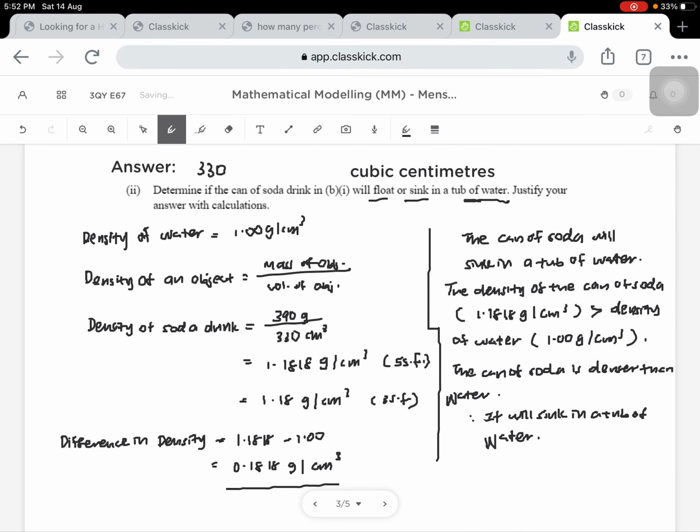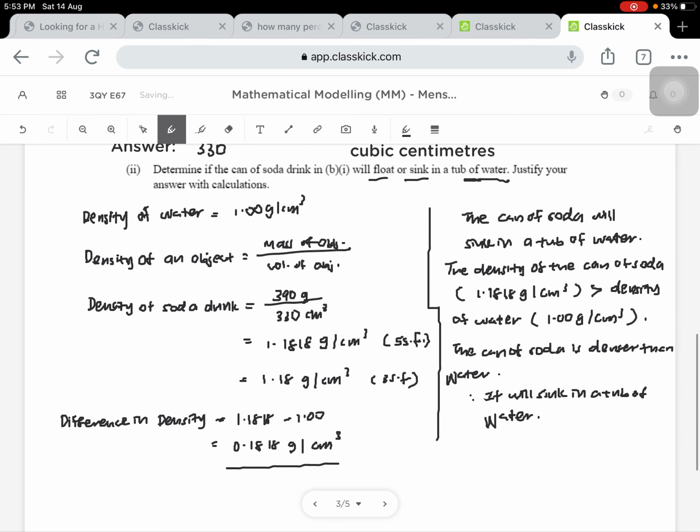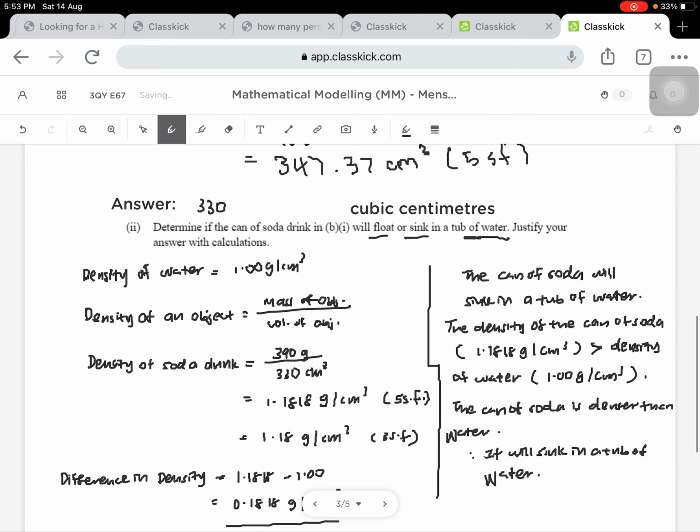Determine if the can of soda drink in B part I will float or sink in a tub of water. Justify your answer with calculations. So first, we have the density of water. We already know that it is 1.00 gram per cubic centimeter. We also know the formula for finding density of an object. Therefore, we will find the density of the soda drink by taking 390 grams divided by 330 cubic centimeters.